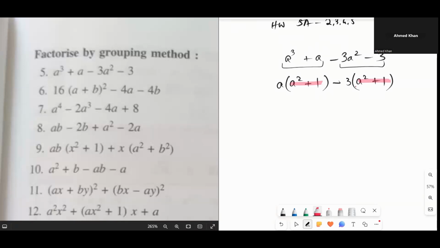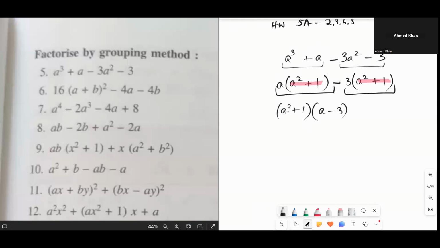All right, now what is in the bracket is common. Take that out. So that is A square plus 1. Look at this. This is one term, this is one term. In both these terms, what is common? A square plus 1. So we're taking A square plus 1 outside, and what is remaining? A minus 3. Okay, this is the answer.